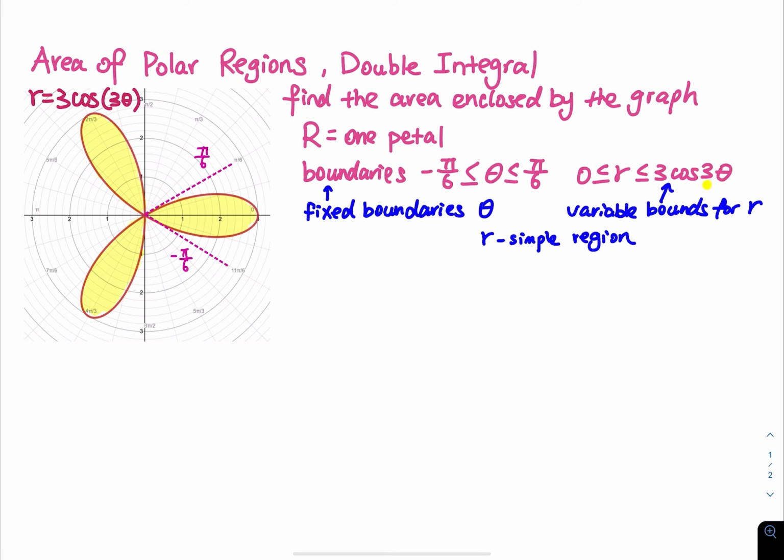This is basically a polar equation, so the r is changing. All right, so we call this an r simple region. These 3 yellow regions, we call this an r simple region.